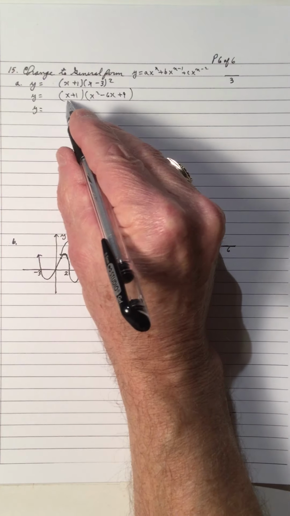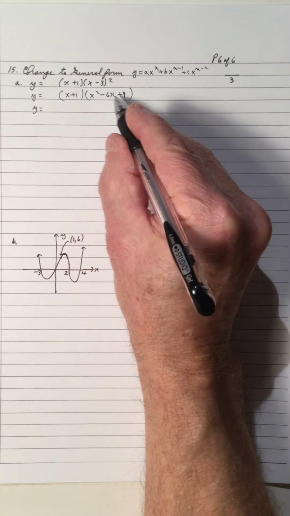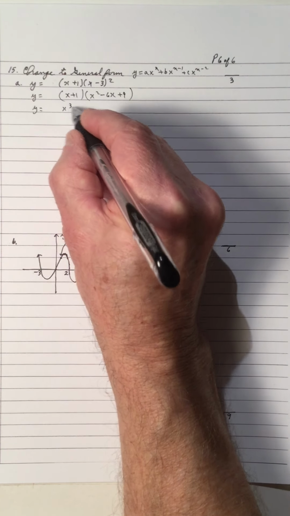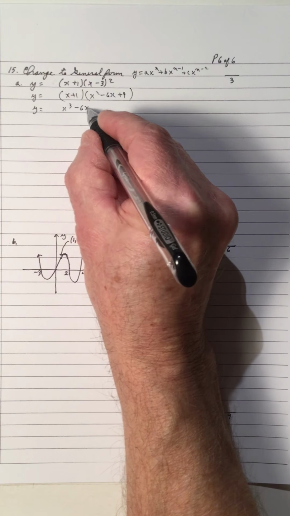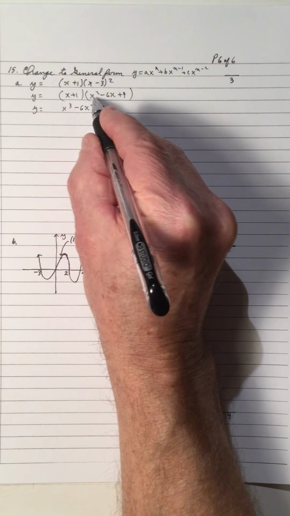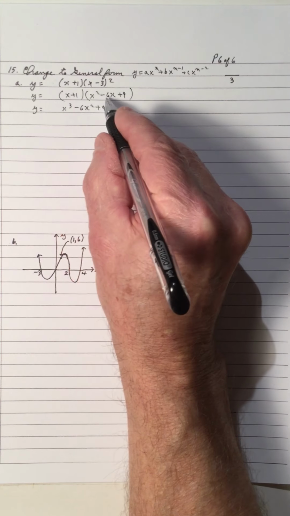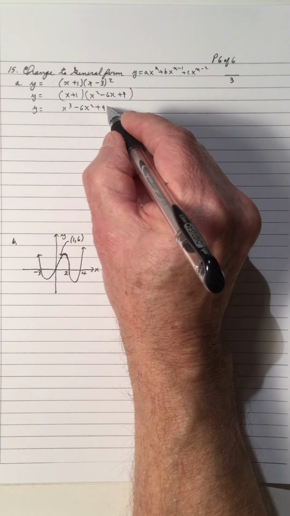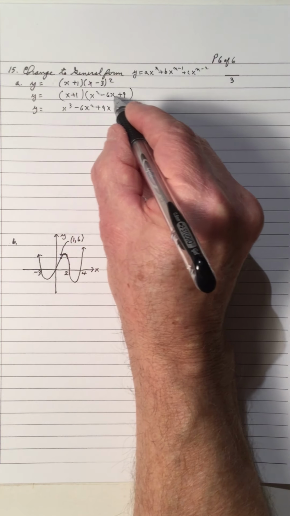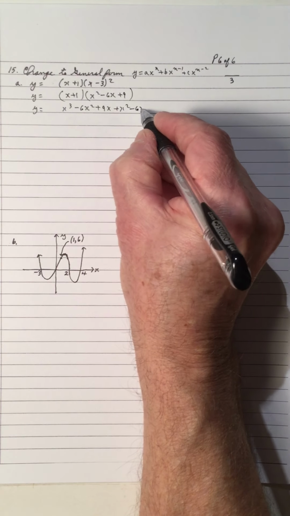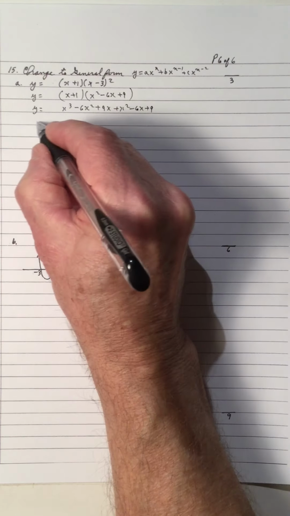Now we take the binomial times the trinomial, so we take x and multiply by these 3. So we get x cubed minus 6x squared plus 9x. So x times x squared, x cubed, x times negative 6x, negative 6x squared, x times 9, 9x. Now we take 1 and multiply by these 3. So we get an x squared minus 6x plus 9.